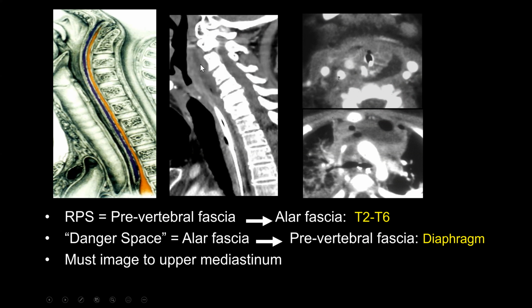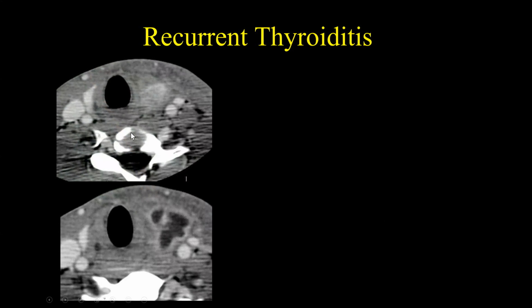So the bottom line is that anytime you have an abscess involving the retropharyngeal space, we always have to include our imaging down into the mediastinum to make sure that we don't have a clinically occult mediastinitis, because this is how these infections spread.